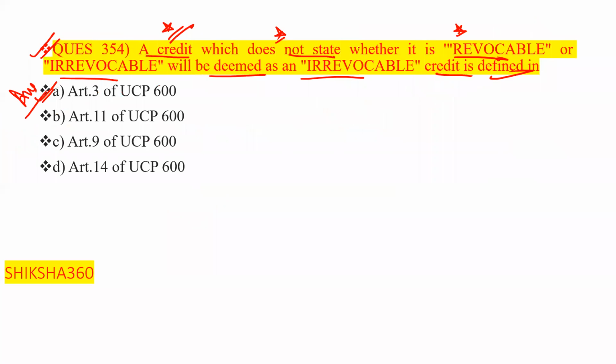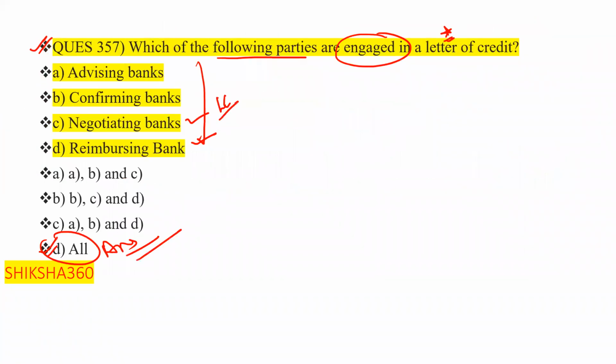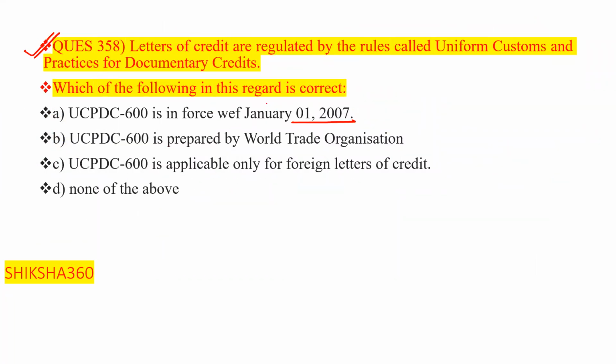Why are you saying that option number A is correct here? Basically, here they have mentioned 1st of January 2007. This is the way IABF confuses you and puts students out of the examination. So this one is wrong here.